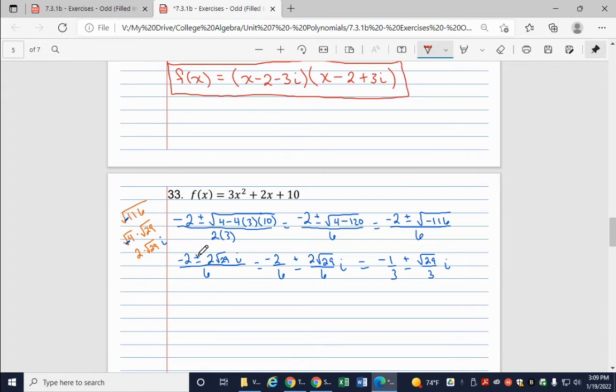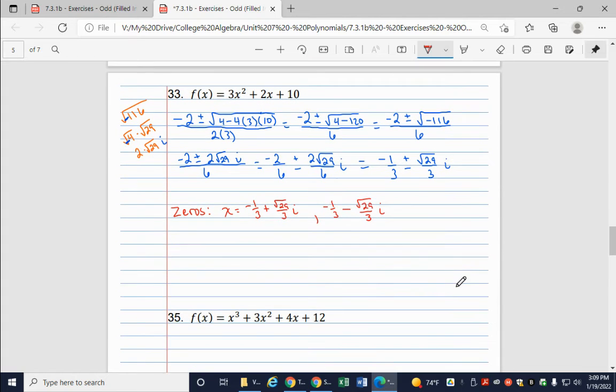So my solutions, or my zeros, are x equals negative 1/3 plus the square root of 29 over 3 i, and negative 1/3 minus the square root of 29 over 3 i. Those are my zeros.